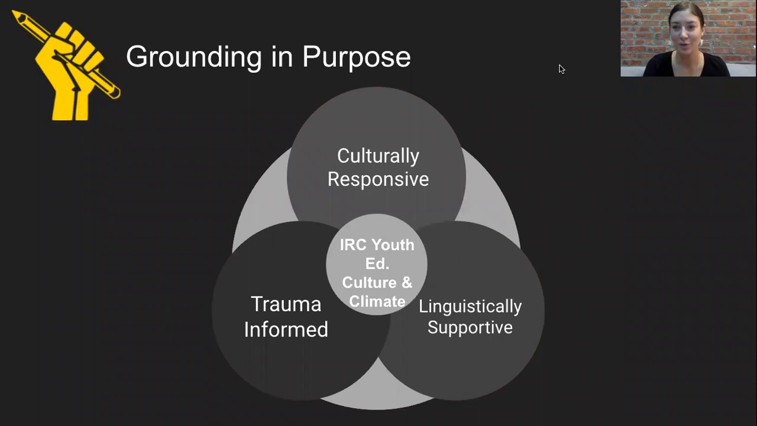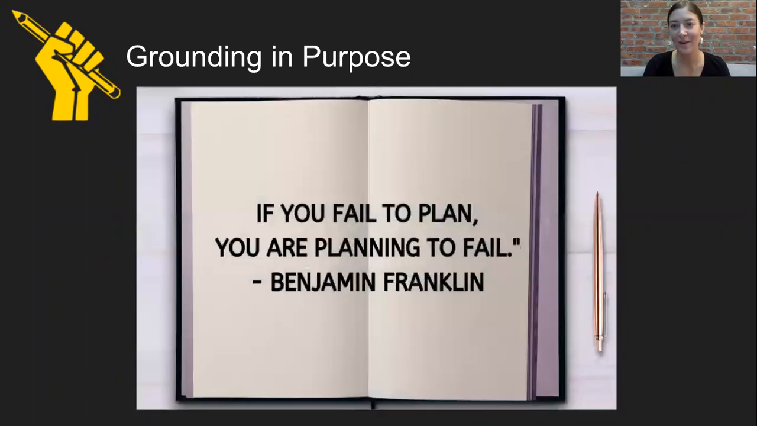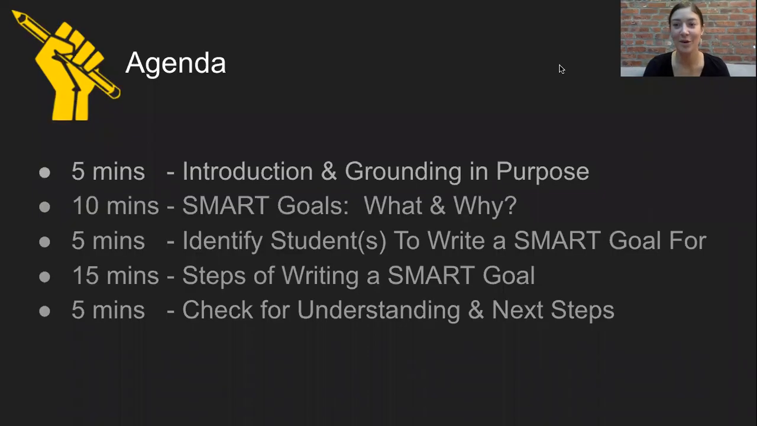For today's module, and consistent with these three informing mindsets, I'm reminded of the Benjamin Franklin quote, "If you fail to plan, you're planning to fail." Let's watch, listen, and learn about how this quote applies to the learnings for the remainder of this module. Next up on our agenda, SMART goals. What are they and why do we do them?